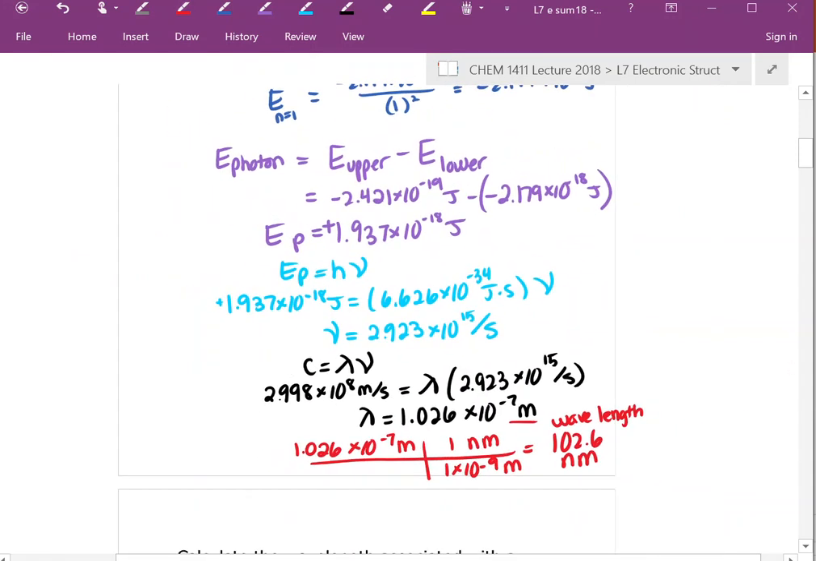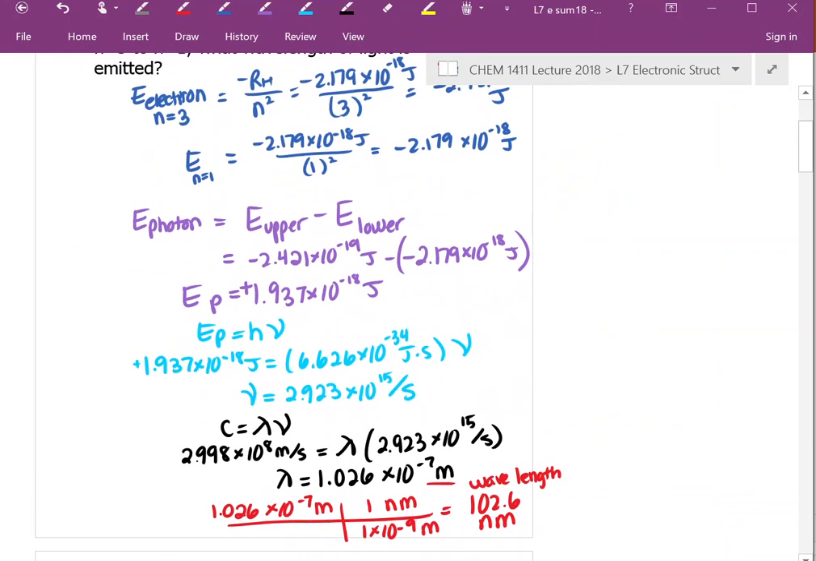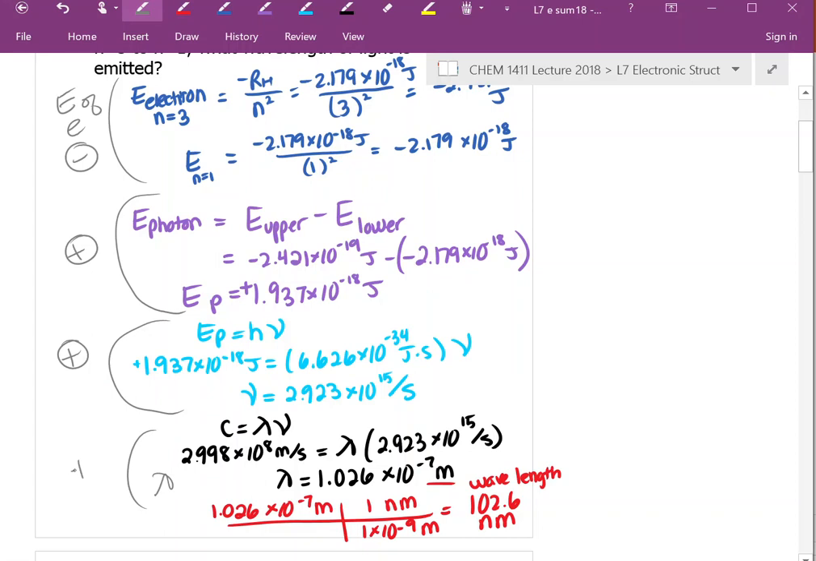Okay, I want to review something about these signs real quick. Notice that the energy of an electron is a negative number. The energy of a photon is always a positive number. Frequency is a positive number. And wavelength is a positive number.